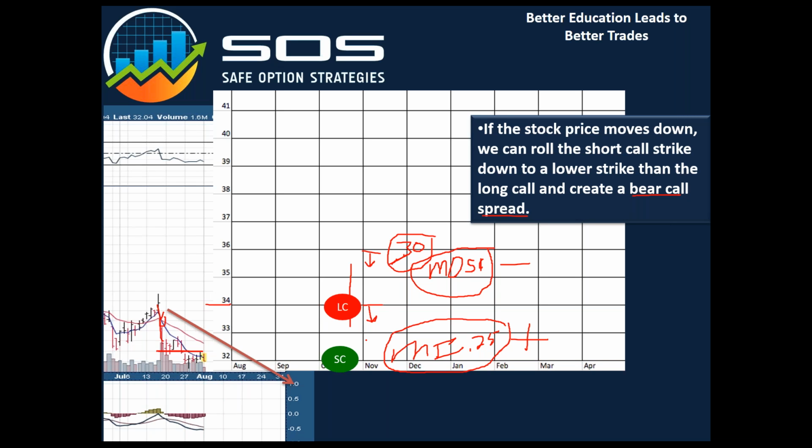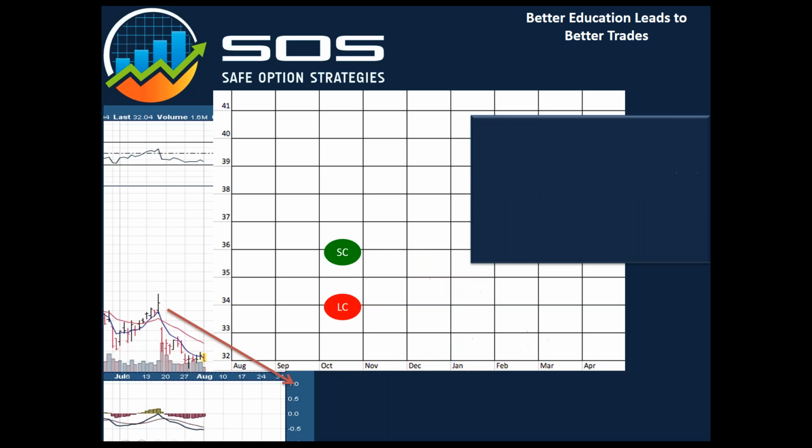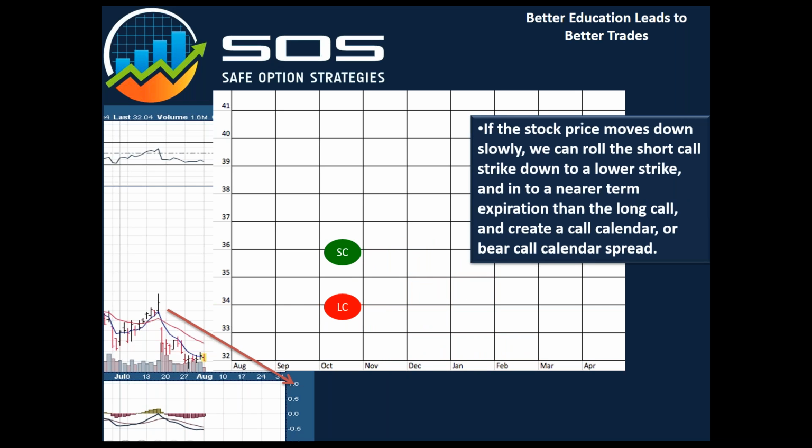That should always be your goal. Now, you could also roll the short call down and into a nearer term expiration day and create a horizontal call calendar, or if that short call was a lower strike price, you would be in a bear call calendar. This depends a little bit on the trend. It depends a little bit on when that earnings date is. We had a question about the earnings date earlier.